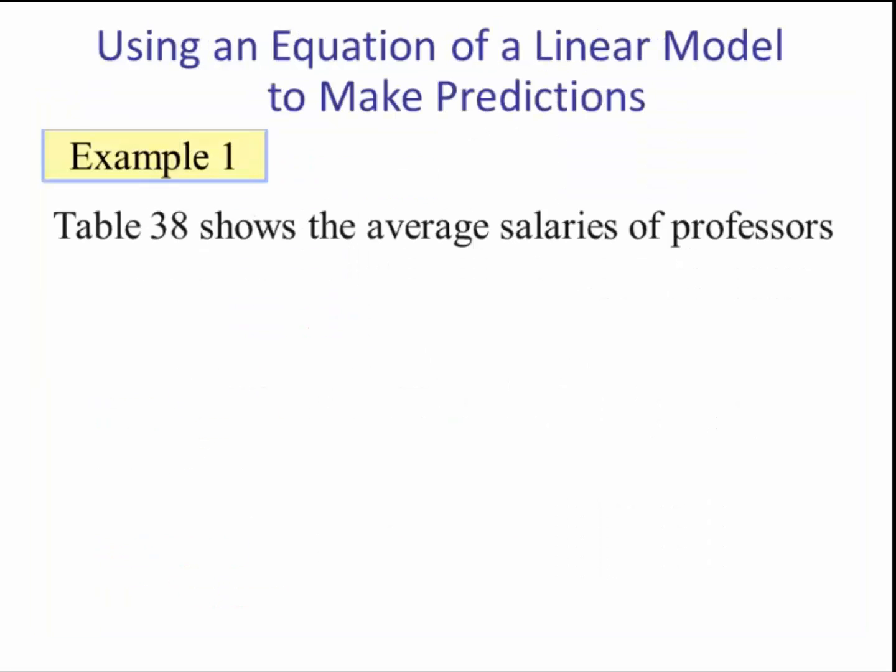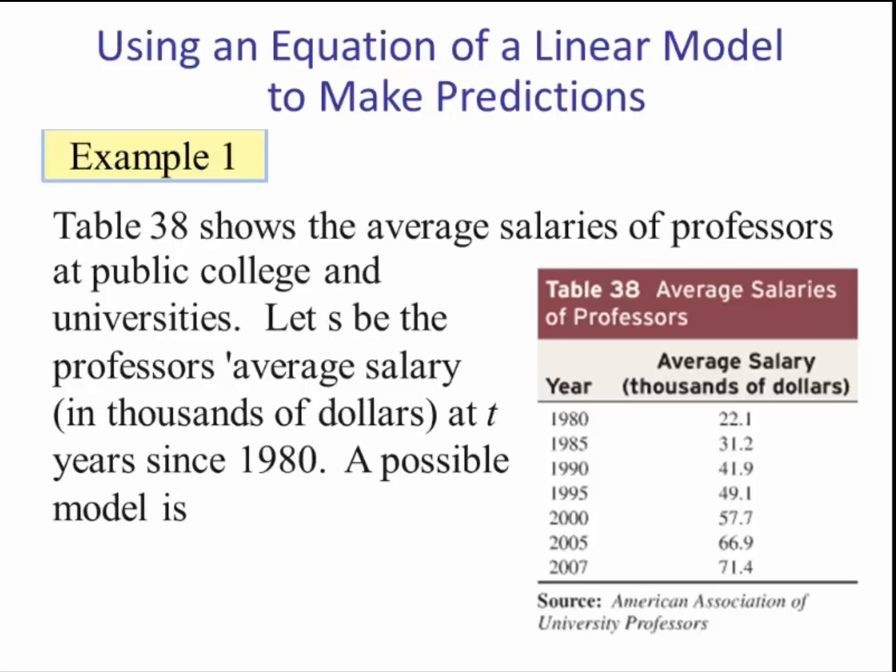Example 1. Table 38 shows the average salaries of professors at public colleges and universities. Let S be the professor's average salary in thousands of dollars at T years since 1980. A possible model is S equals 1.79 T plus 22.50.